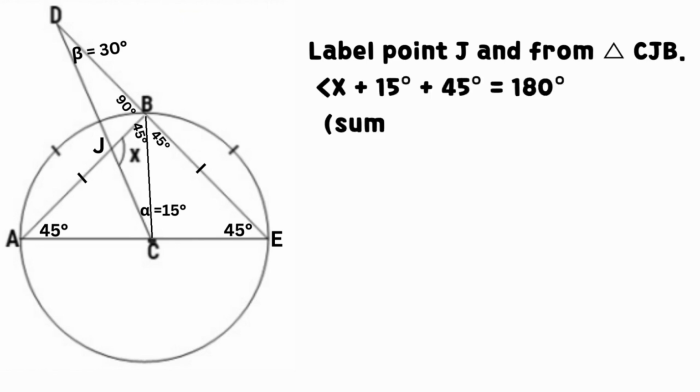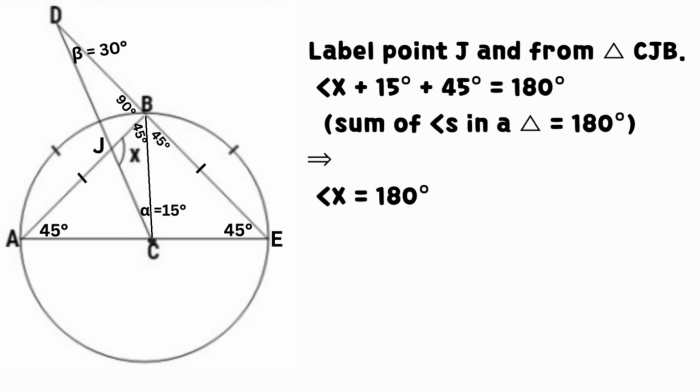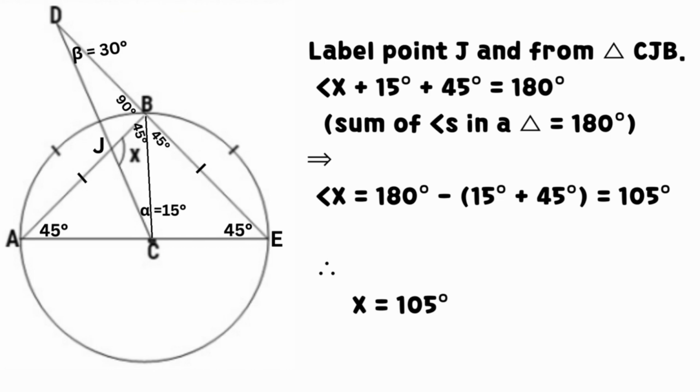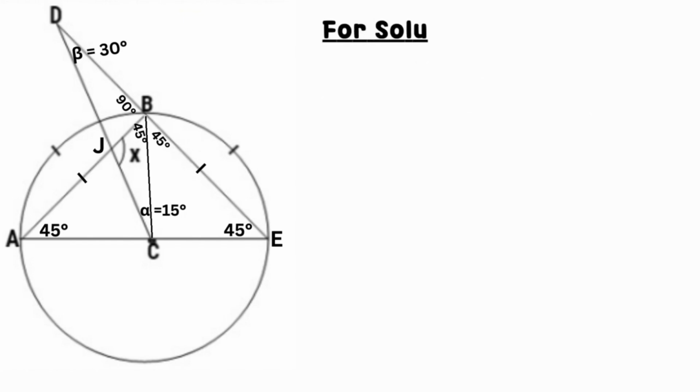Label point J and from triangle C, J, B, the sum of angle X, 15 degrees and 45 degrees equals 180 degrees. It is because the sum of angles in a triangle equals 180 degrees. It means that angle X equals 105 degrees. Therefore, X equals 105 degrees.